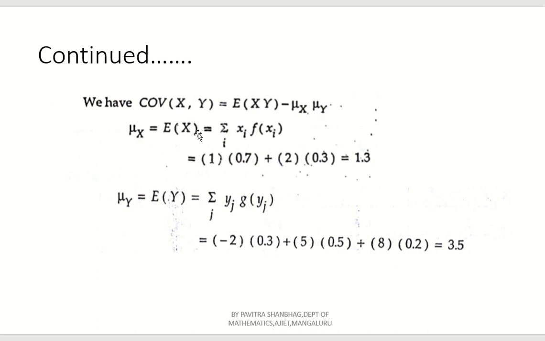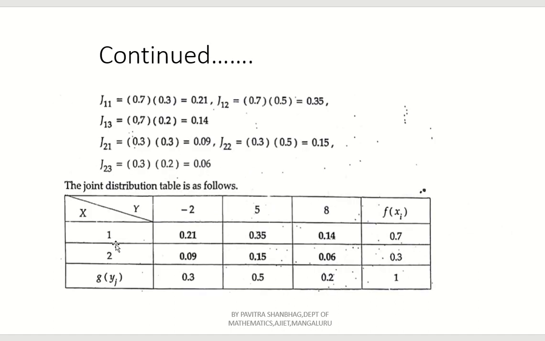What is E of x? We know it is summation xi into f(xi). But what is xi into f(xi)? See here, x is 1, f(x) is 0.7; x is 2, f(x) is 0.3. So what is E of x? 1 into 0.7 plus 2 into 0.3. That is 0.7 plus 0.6, that is 1.3 you will get, right?